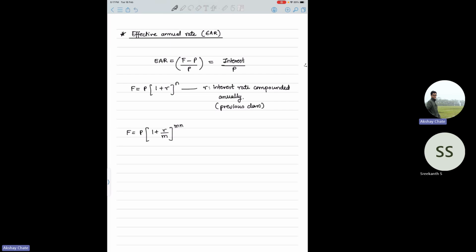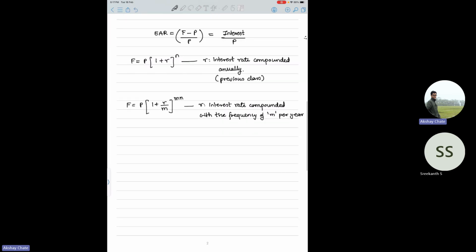The difference here is R is the interest rate compounded with the frequency of M per year. So when I say compounded quarterly, there are 4 quarters in a year. So that means M is 4.